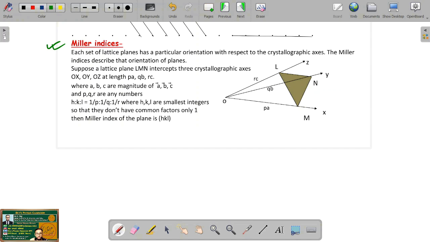And how is it done? Suppose one such plane is LMN. This plane is one such plane. So this plane will intercept the three crystallographic axes OX, OY and OZ, and let the intercept lengths be PA for OX, QB for OY and RC for OZ.